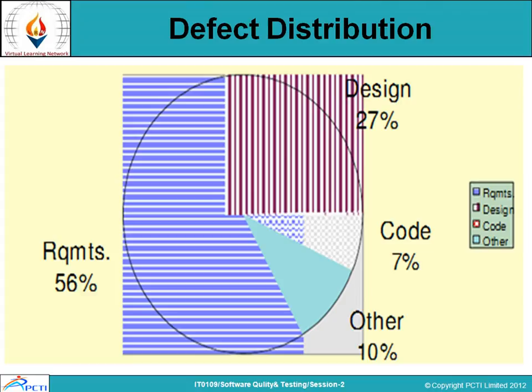This chart represents that 27% is the design area, 7% is the code area, and 56% is the requirements, and 10% is the other area. Basically in this defect distribution, they observe that most of the defects are at the requirement stage. You can see here, 56% is the area covered by requirements.